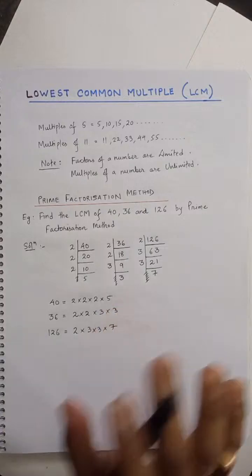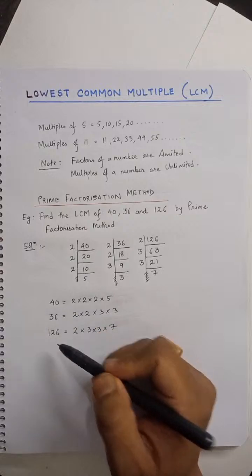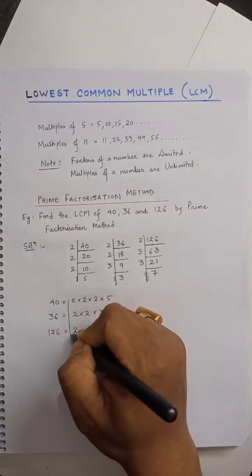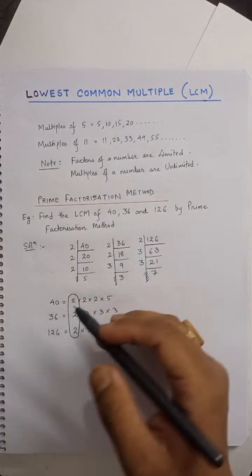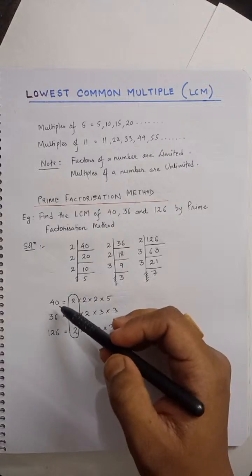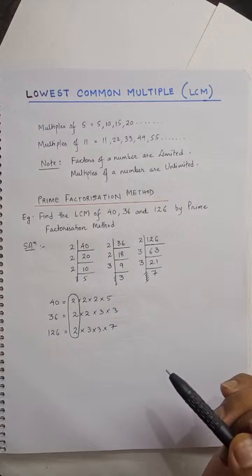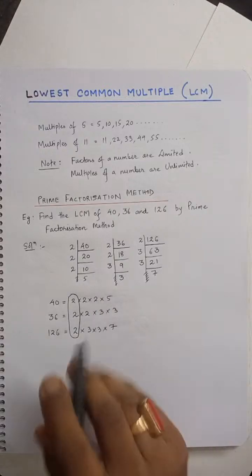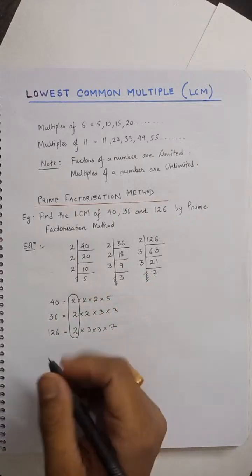So what we'll do first, we will list out all the common factors that we have in all the three terms. Okay, so we can write 2. 2 is a common factor among 40, 36 and 126. Okay, then is there any other number which is common in all the three terms? No, so we have only 2.